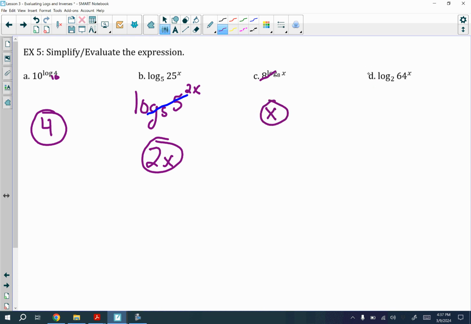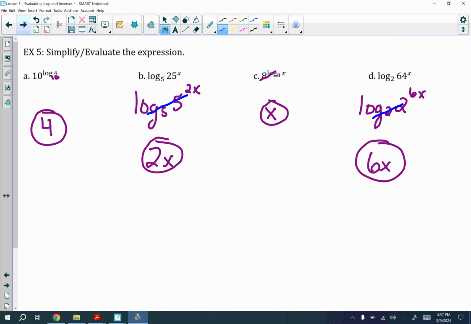For D, notice that the base of the log and the base of the exponential are not the same. So just like we did with B, we're going to manipulate this so the base of the log and the base of the exponential are the same. So I'm going to make them both 2's, but remember, I can't magically change 64 into 2. So what I need to do here is change the base, but then raise it to a power. So this is going to give us 6. So 2 to the 6 gives us 64 here, okay? And then don't forget the x. Now that the bases are exactly the same, they will cancel, and all we're left with is 6x. That would be our answer there.